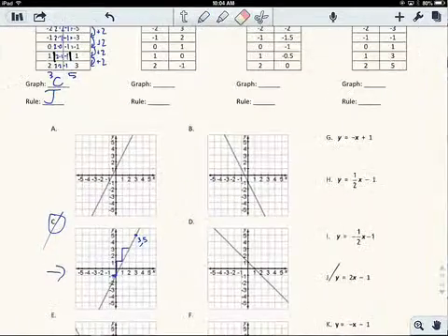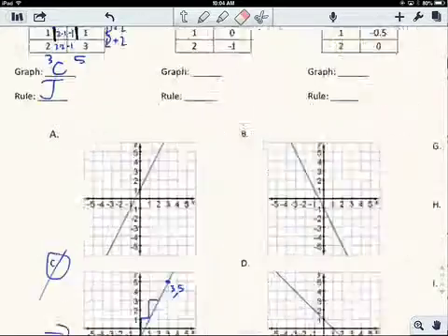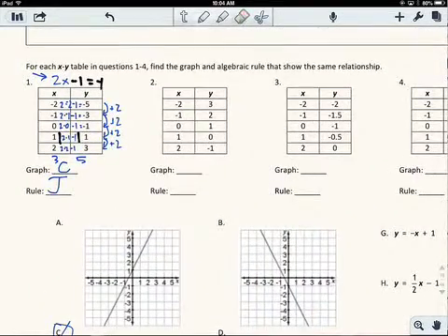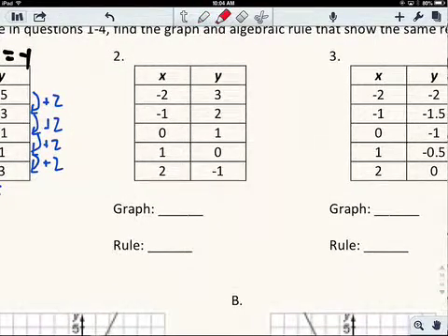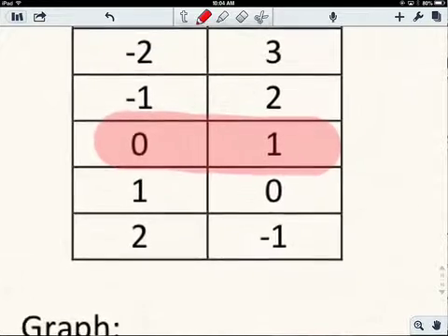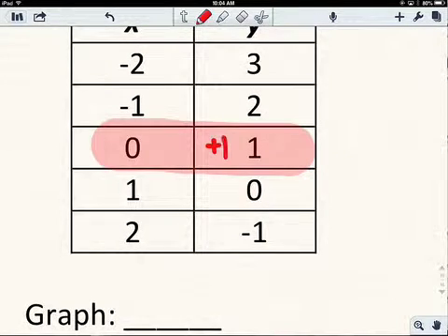So we've got one set down. Okay, let's look at this next one. I'm going to change my colors here. So I'm going to look at the 0 row. And so that tells me that my rule must have +1 in it.